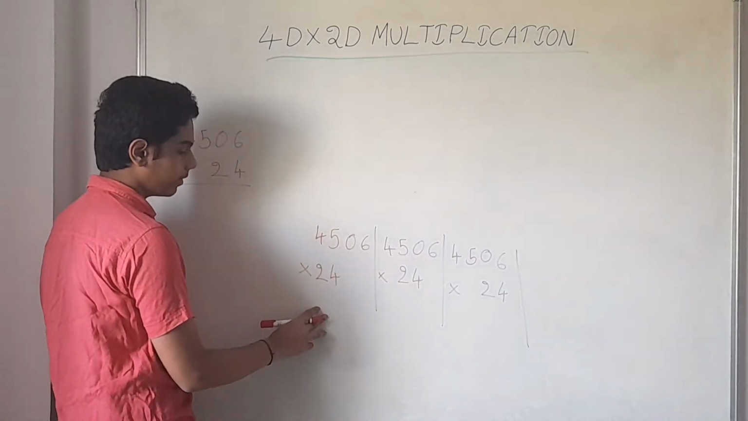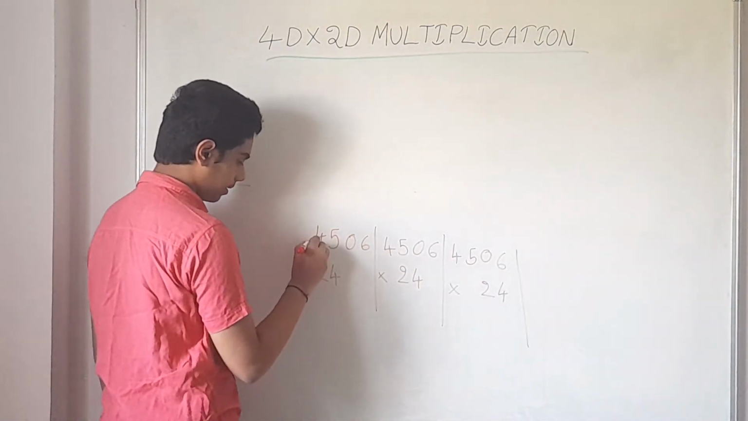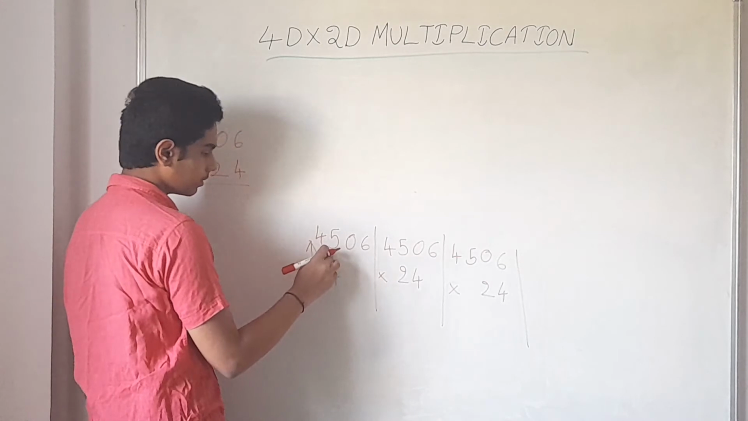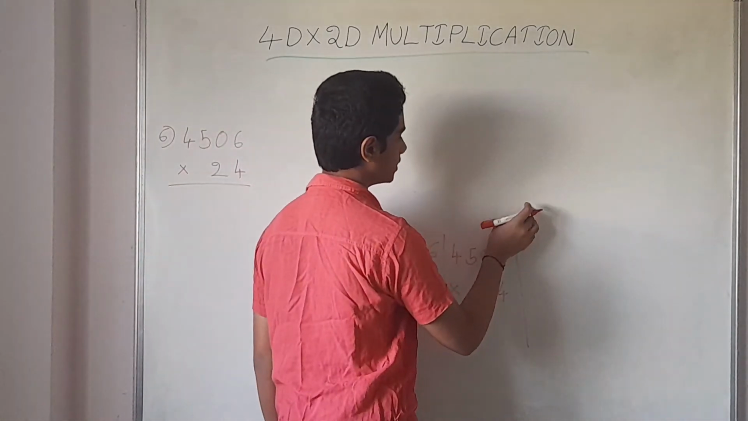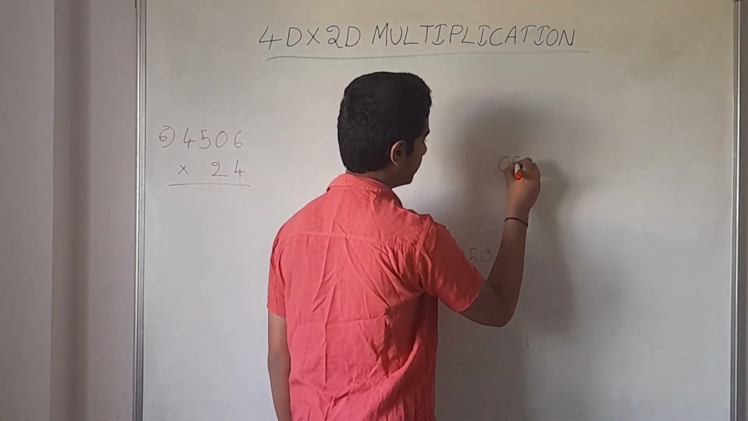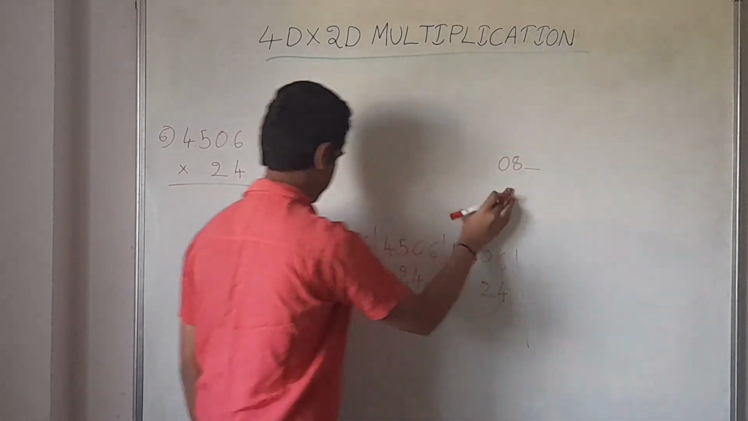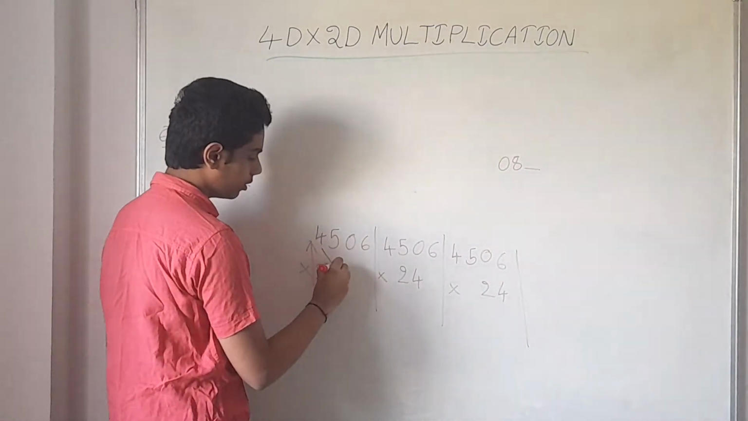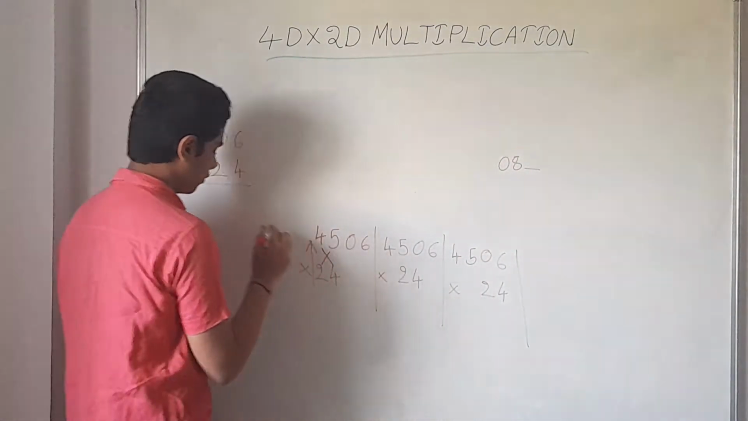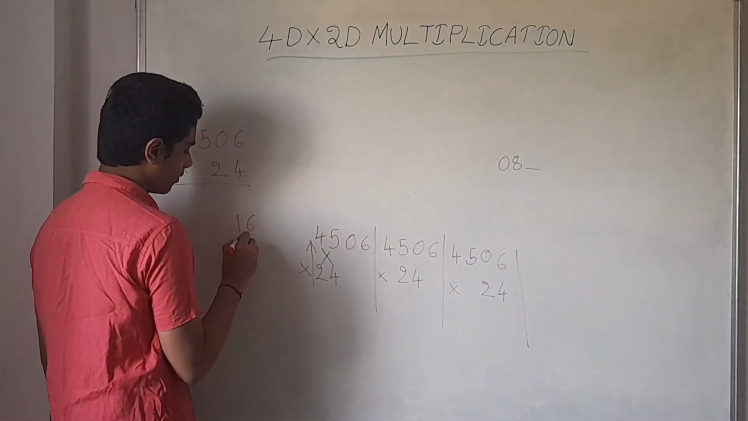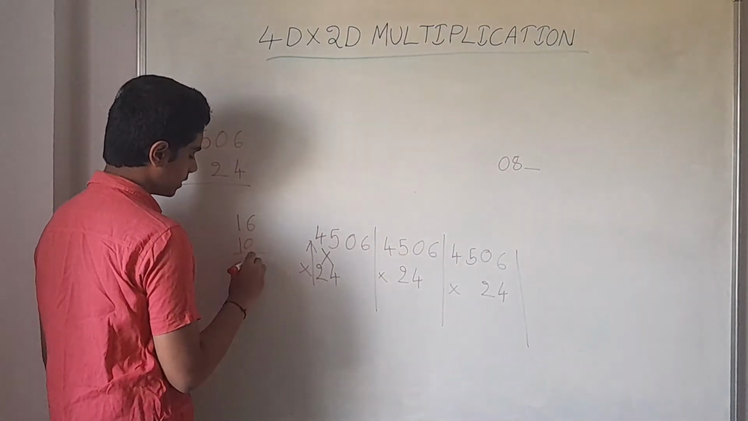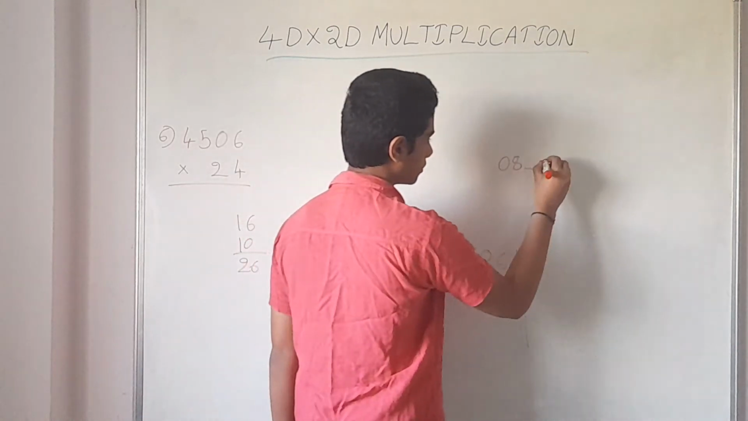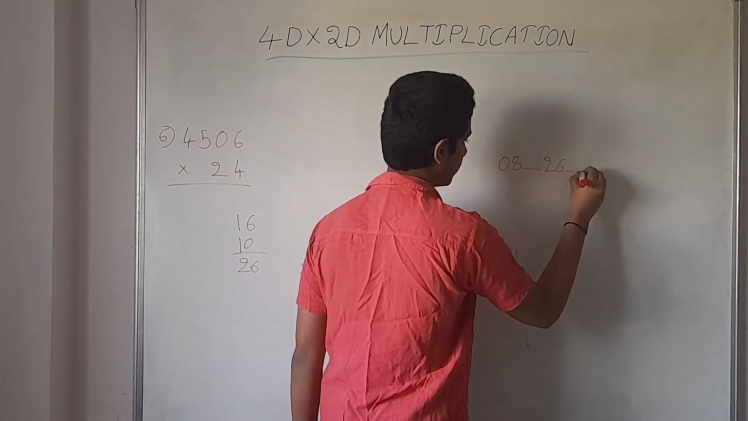First we should multiply from right to left. So multiply 4 into 2. That is 8. We got single digit. So we should add 0. Write 0, 8 and keep a dash. Next multiply 4 into 4 plus 5 into 2. 4 into 4 is 16. 5 into 2 is 10. 16 plus 10 is 26. So write 26 and keep a dash.